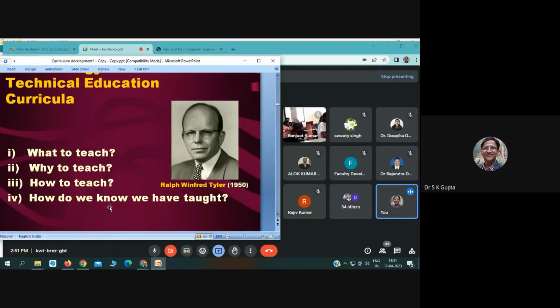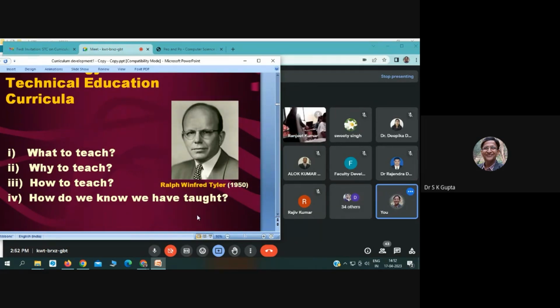Means your evaluation. Because when we prepare the curriculum, we not only give what to teach, we also give why to teach, why these contents are important, why we will be teaching this subject, then how to teach: methodology, instruction, strategy to teach that particular subject, and then how do we know we have taught. So it's also the evaluation strategy.